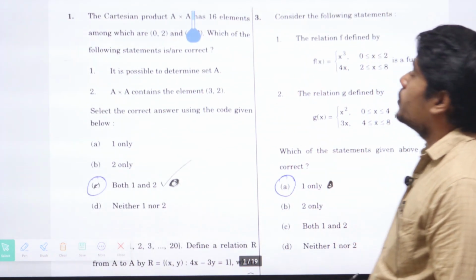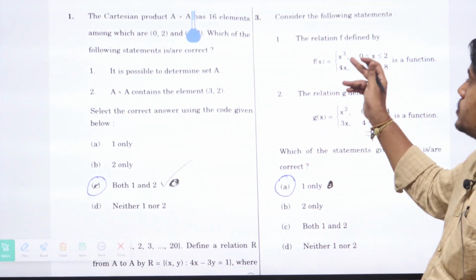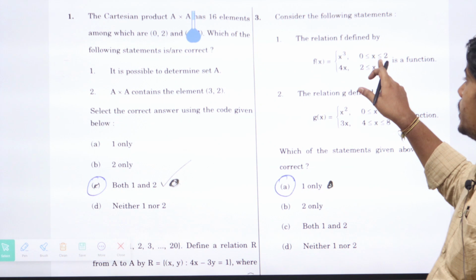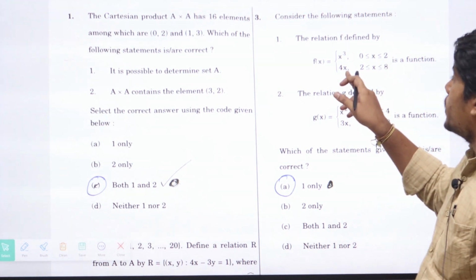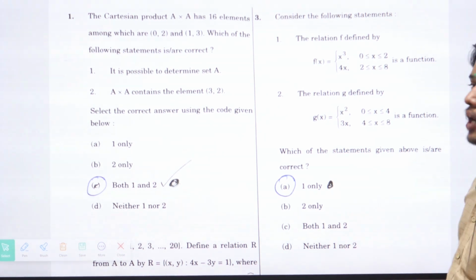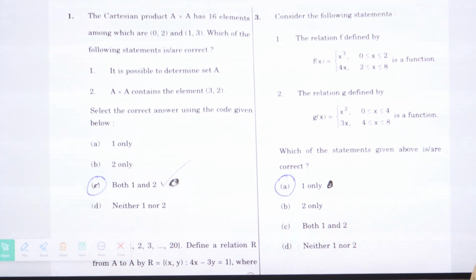question number 3. Consider the following: f of x is equal to x cube, where 0 less than or equal to x less than or equal to 2, and 4x where 2 less than or equal to x less than or equal to 8. And one more function is defined: g of x is equal to x square, where 0 less than or equal to x less than or equal to 4, and 3x where 4 less than or equal to x less than or equal to 8. Which of the statements given above is correct?